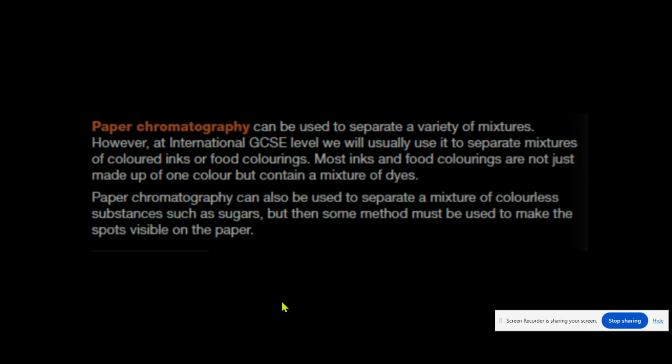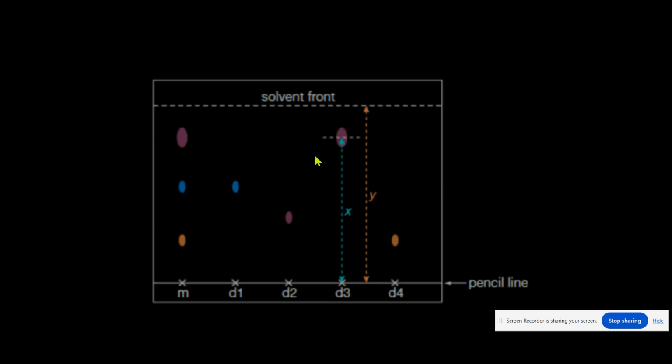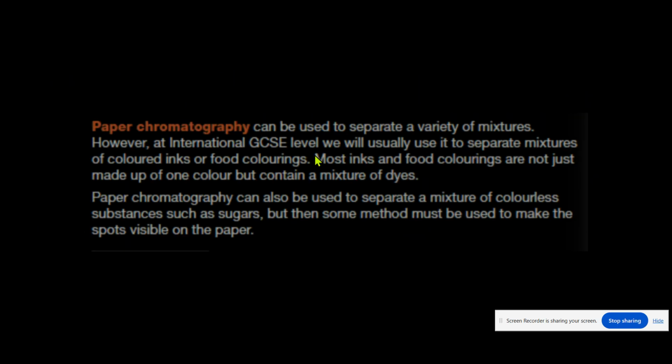Paper chromatography can be used to separate a variety of mixtures. We're going to do an experiment using ink and food colorings. Most inks and food colorings are not just made up of one color but contain a mixture of dyes.